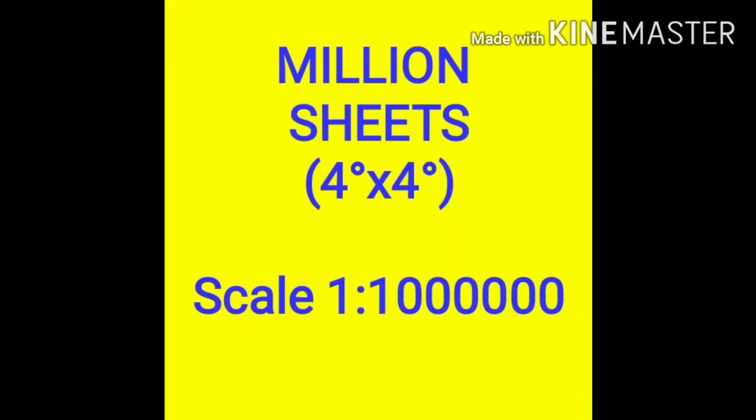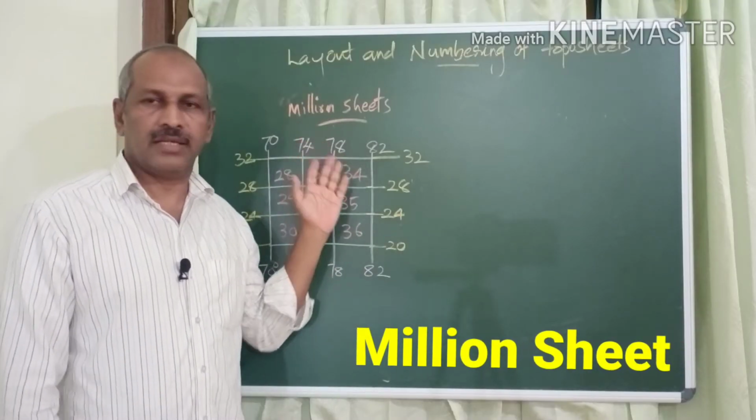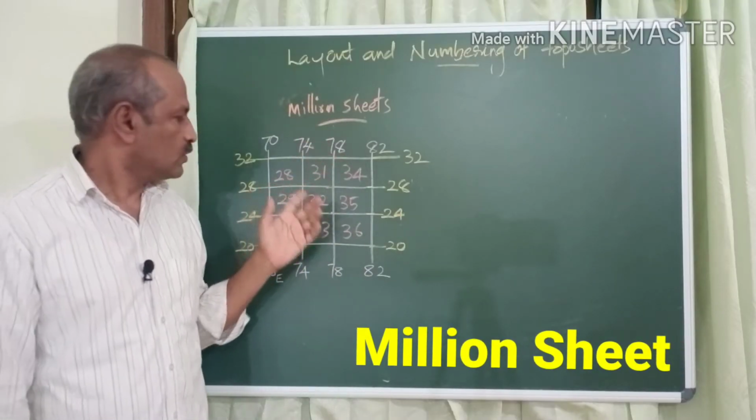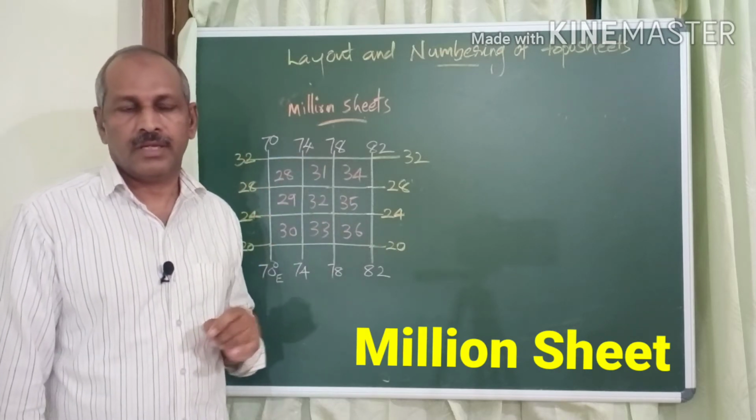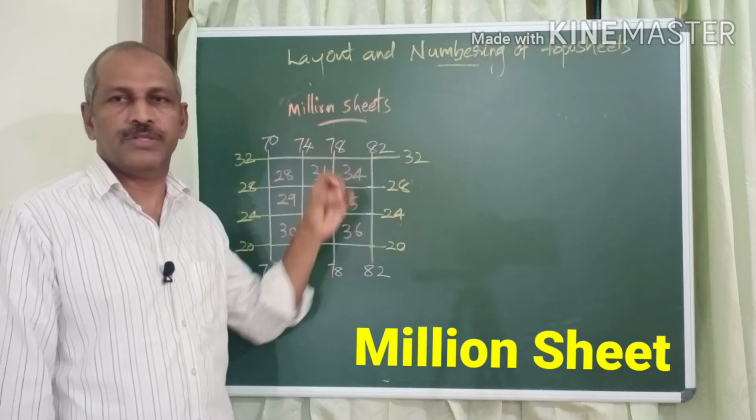Million sheets. The latitudinal and longitudinal extension of a million sheet is 4 by 4 degrees. Million means 10 lakh. That is, the sheet is prepared using the scale of 1:10 lakh. So million sheets are given numbers, and these numbers are called index numbers. How is the number assigned to million sheets?